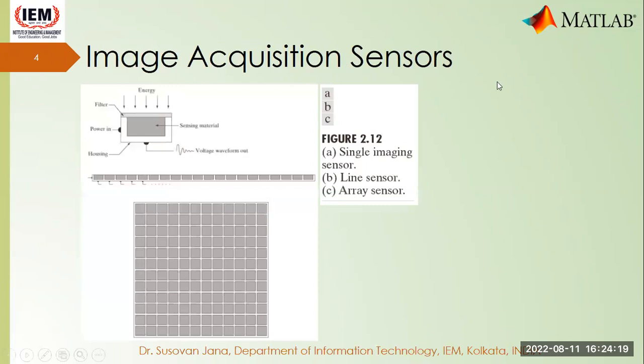Now, how are the image pixels sensed? There is a variety of sensors. Basically, we have three types of sensors: the single imaging sensor, the line sensor, and the array sensor. The single imaging sensor senses one pixel at a time, the line sensor senses a one-dimensional array of pixels at a time, and the array sensor senses a two-dimensional matrix or two-dimensional array at a time.